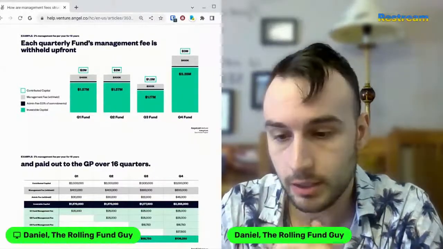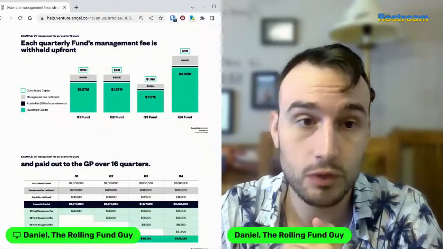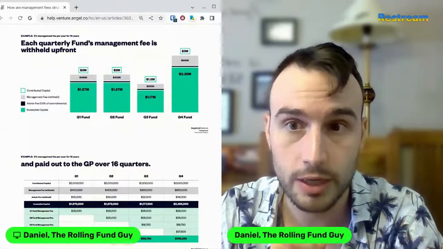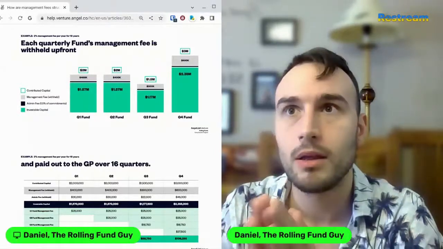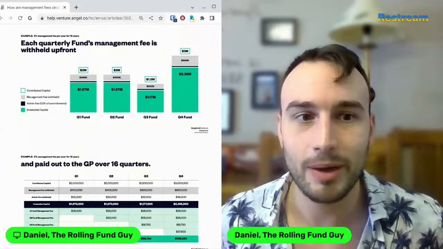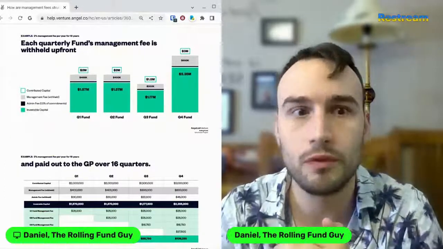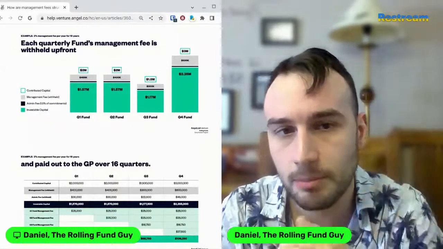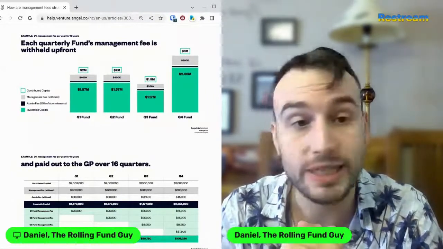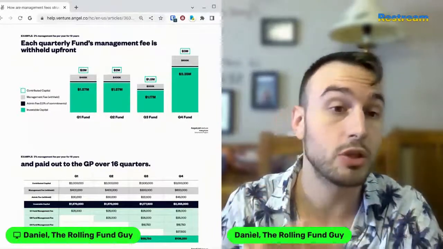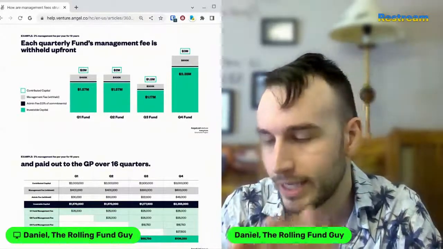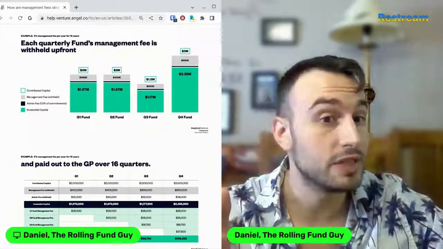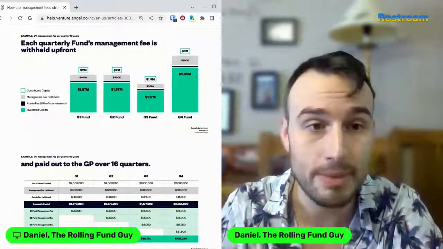So $400K is 20% of $2 million, which sounds like a lot. A management fee should be 2%, right? But the crazy thing about the way these fees work with venture investing is that you hear the fee is 2%, but that is 2% per year for 10 years. Remember, the structure of the rolling fund is that each quarter is an addition to a series of separate funds that are all owned by the same entity.